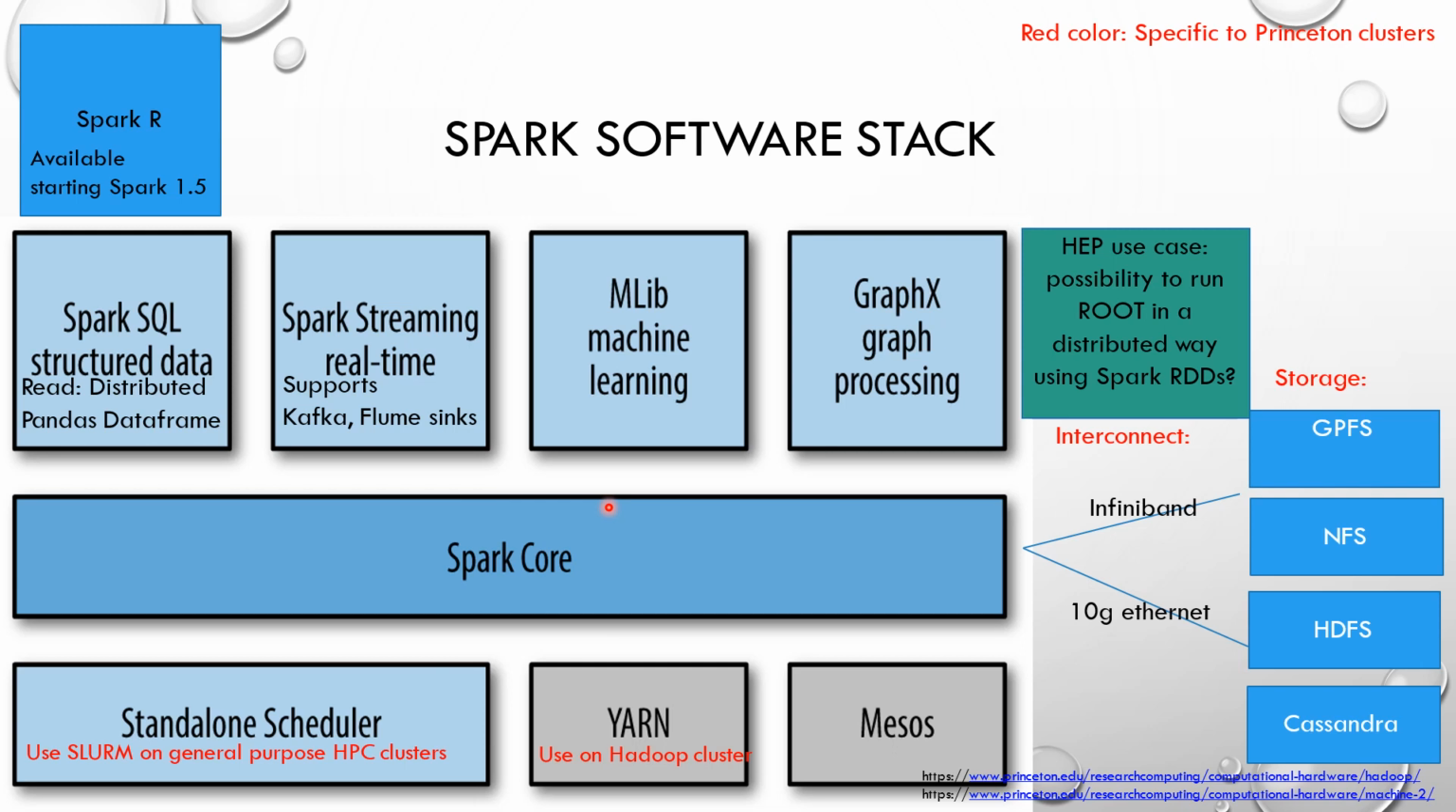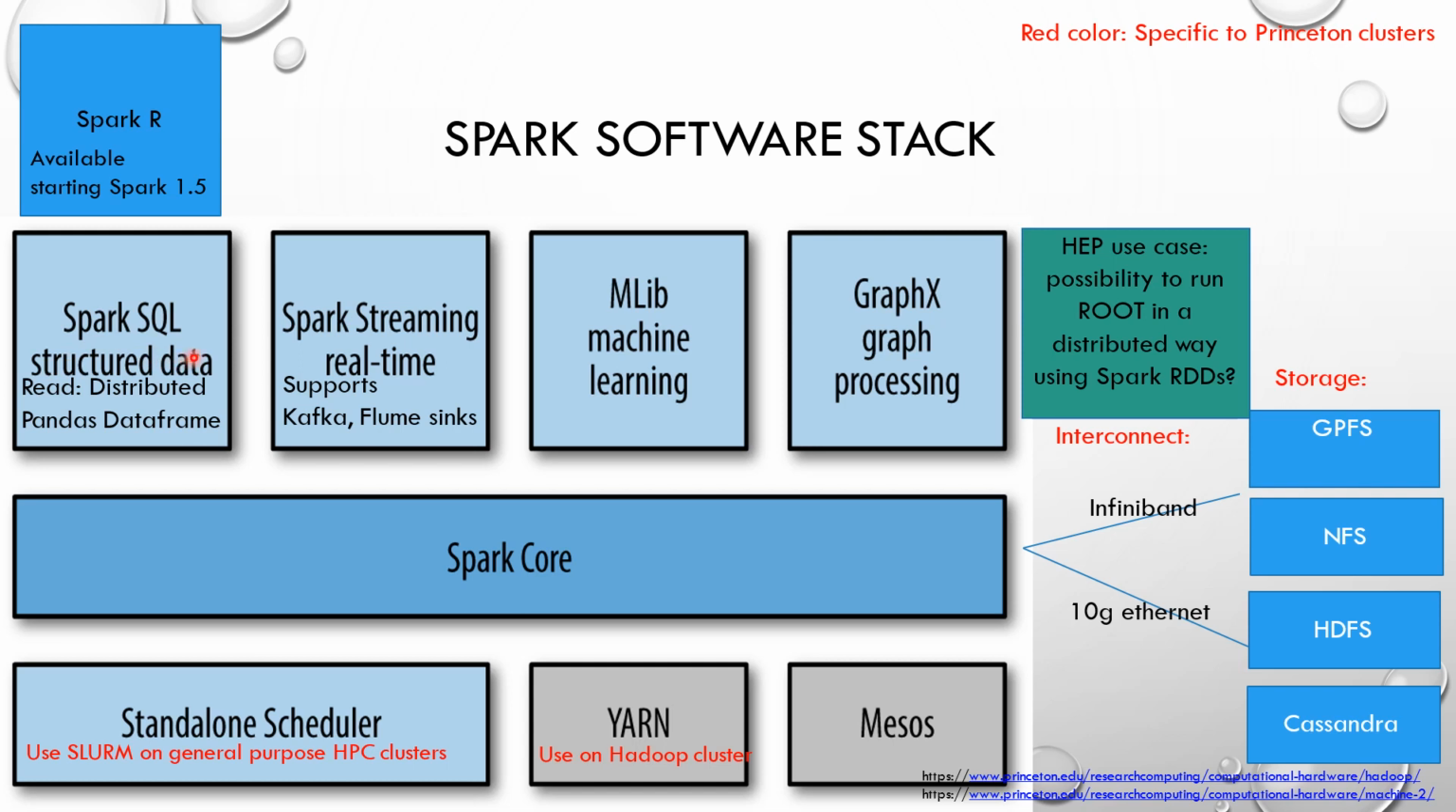Spark Core is also home to the API that defines resilient distributed datasets, that is RDDs, which are Spark's main programming abstractions. RDDs represent a collection of items distributed across many compute nodes that can be manipulated in parallel. Spark Core provides many APIs for building and manipulating these collections.